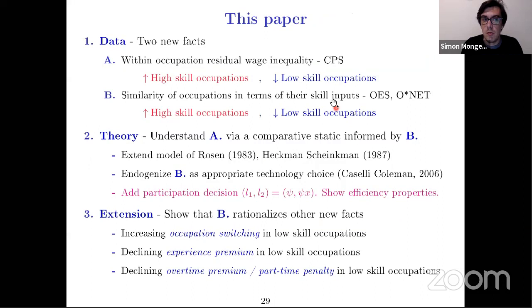Okay. All right, so in this paper, we have these two new facts. Very different trends for low skill occupations and high skill occupations in the economy in terms of how similarly workers are getting paid within occupations, right? And how similarly workers are getting paid for other attributes as well, which we can maybe discuss afterwards. High skill occupations are getting less similar, low skill occupations are getting more similar. And we managed to link this to within occupation inequality through this theoretical apparatus.